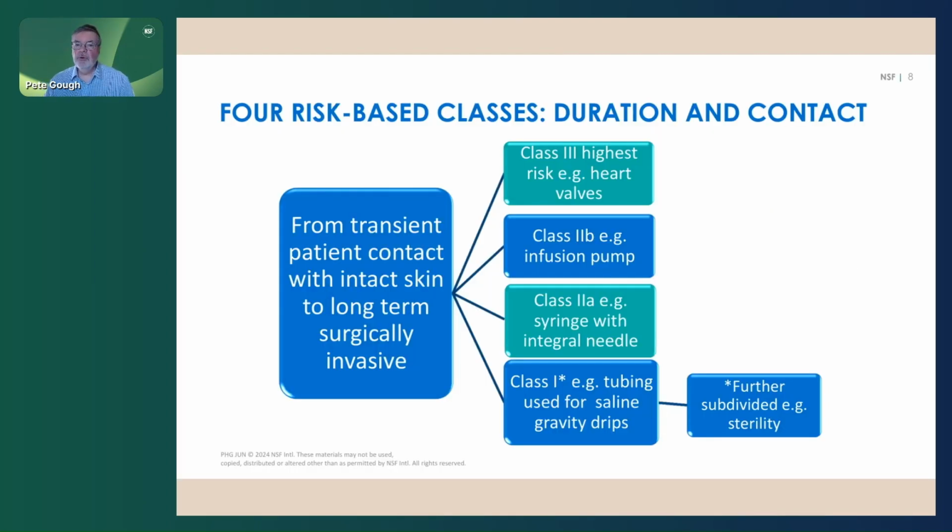So these are the 4 classifications, and it's risk-based, class 1 being the lowest risk and class 3 the highest risk. So there's class 1, and class 1 itself actually is subdivided because there is a subclass for sterile class 1 products. Then there's class 2A, which is typically a syringe with an integral needle. Class 2B, an example of that would be an infusion pump. And class 3 are the highest risk devices, so something like a heart valve, an implantable defibrillator. Those would be the highest risk devices. So we have 4 classifications from 1 to 3.